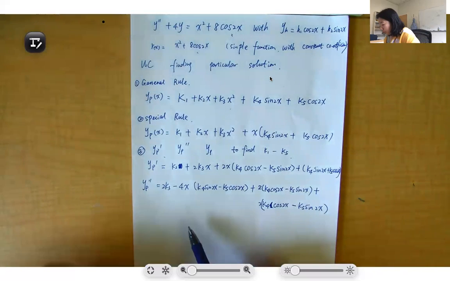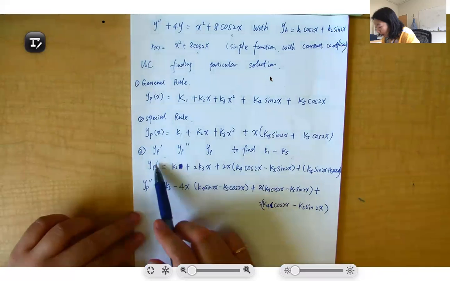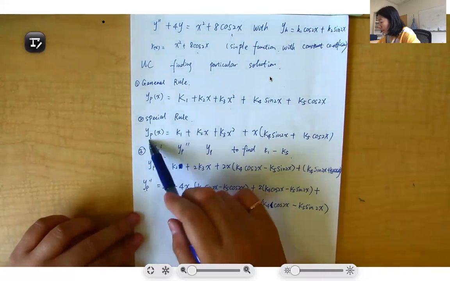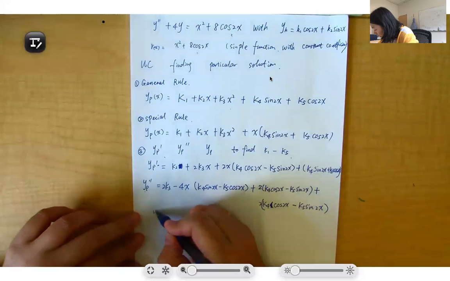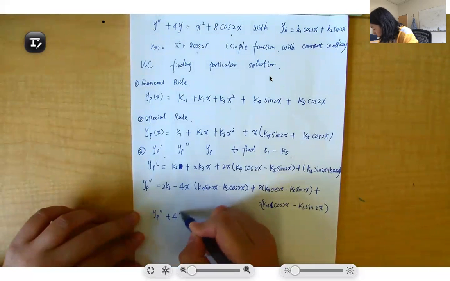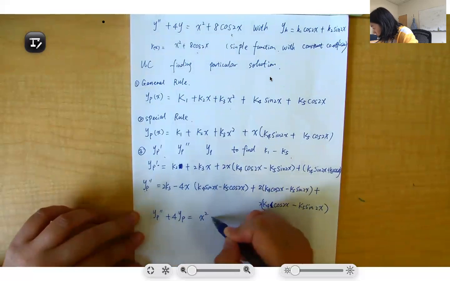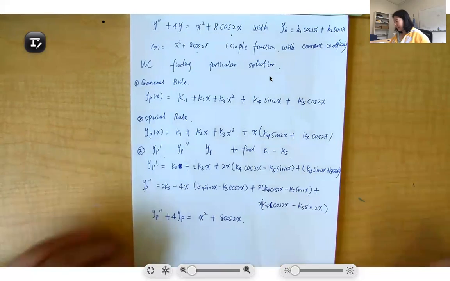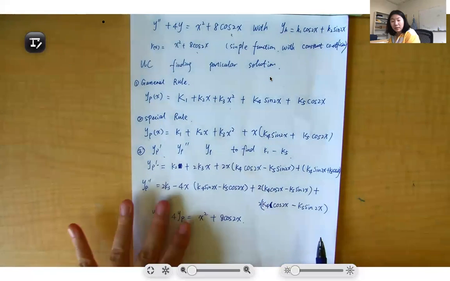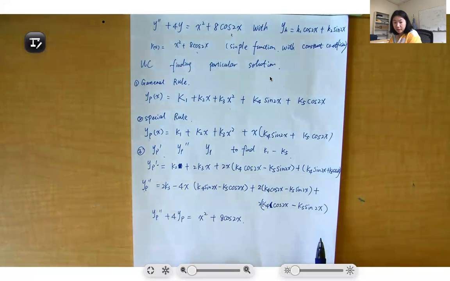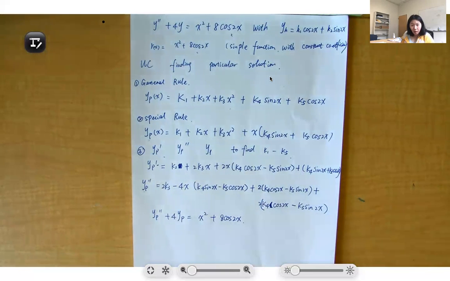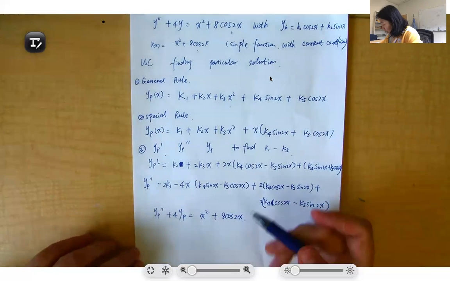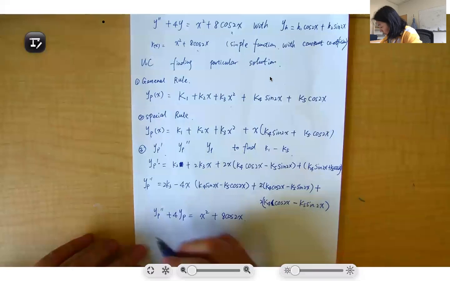And you can put all this yp double prime and yp into yp double prime plus 4yp. That should equal x squared plus 8 cosine 2x. So that is in the end. And you can solve for k1 to k5, the constants. And you should get all the constants without any artificial constant in your particular solution. You can try it by yourself, but here I will basically tell you the conclusion.